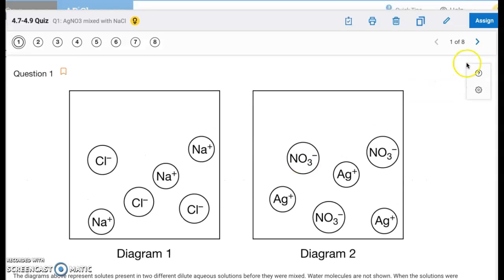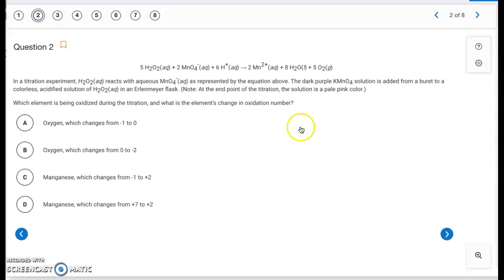Okay. All right. Question number two. All right, so we have this balanced equation right here. So this first couple sentences here really doesn't apply to the question that's being asked here. It says which element is being oxidized during the titration, and what is the element's change in oxidation number? Okay, so we want to go through and assign oxidation numbers for all these.